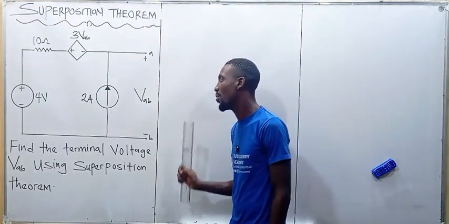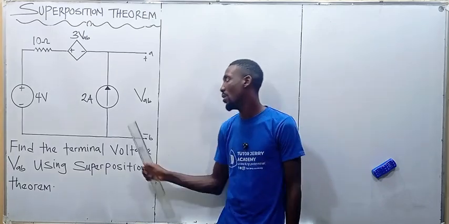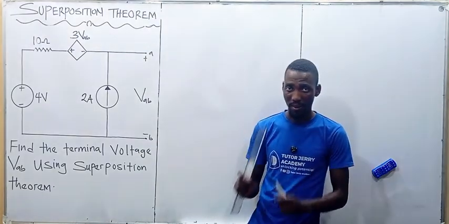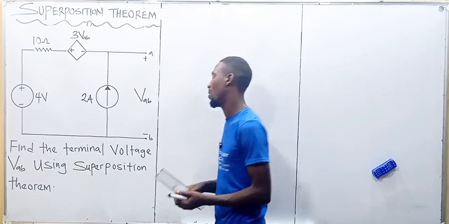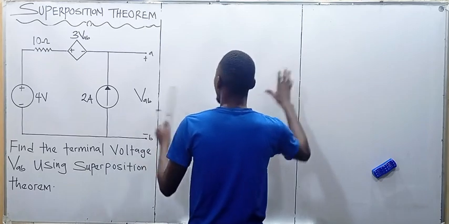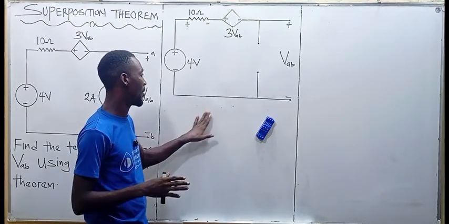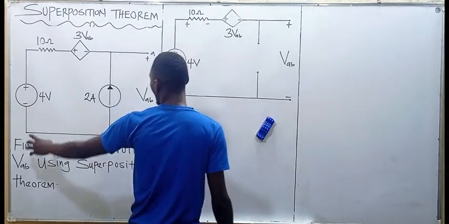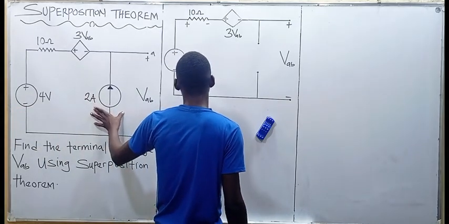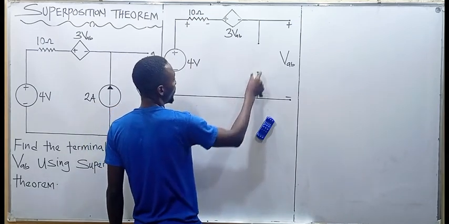In this question, we are going to consider the voltage source first, while we turn off our current source. And how do we turn off our current source? By open circuit. So we are going to draw another diagram here that will show everything I want to do clearly. You can see here is our diagram. Now we are considering the 4 volts voltage source, and we are turning off the 2 ampere source, and when we turn it off, we introduce an open circuit.